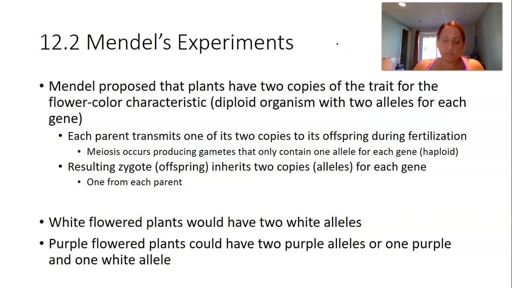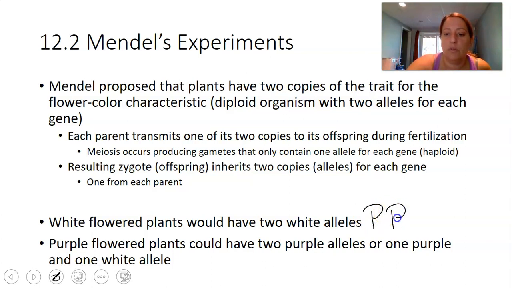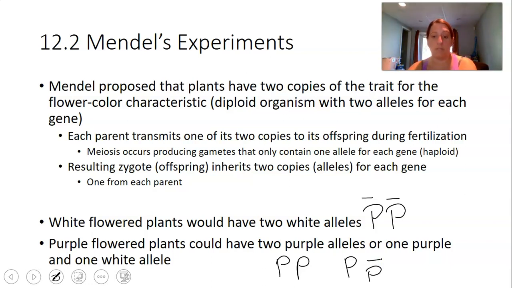Okay, so again, for these white flowered plants, you would have had to inherit 2 recessive alleles. Purple flowered plants are either big P, big P, or big P, little p. And that's because purple is dominant to white. So all of the white flowered plants, we would say, are homozygous recessive. The purple flowered plants are either homozygous dominant or heterozygous.